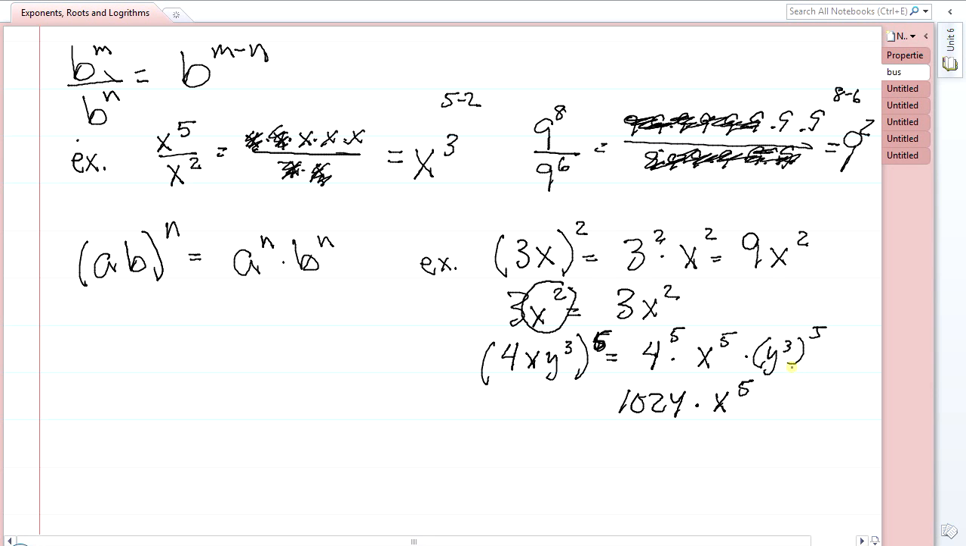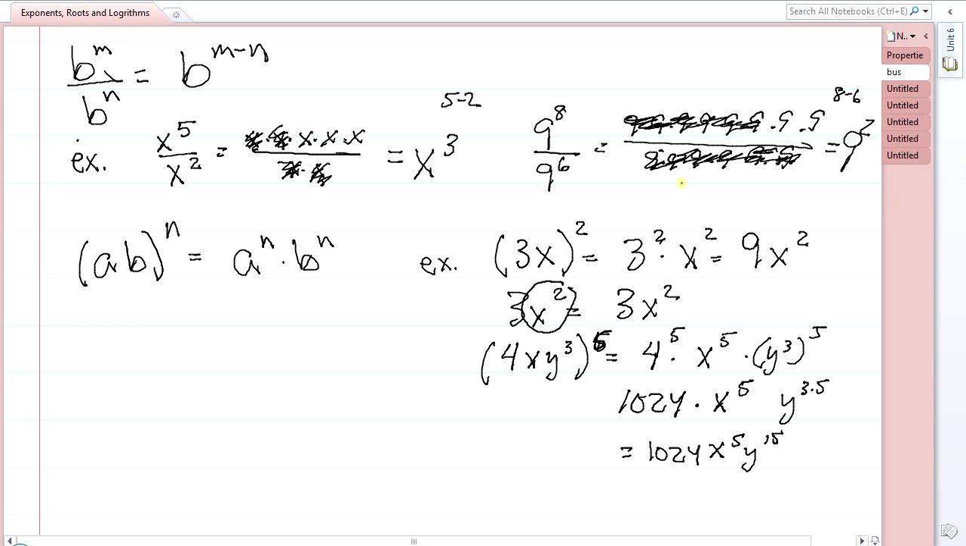And then I can go back to my rules I just learned. Y cubed raised to the 5th would be y raised to the 3 times 5. So my final answer would work out to be 1024 x to the 5th, y to the 15th.